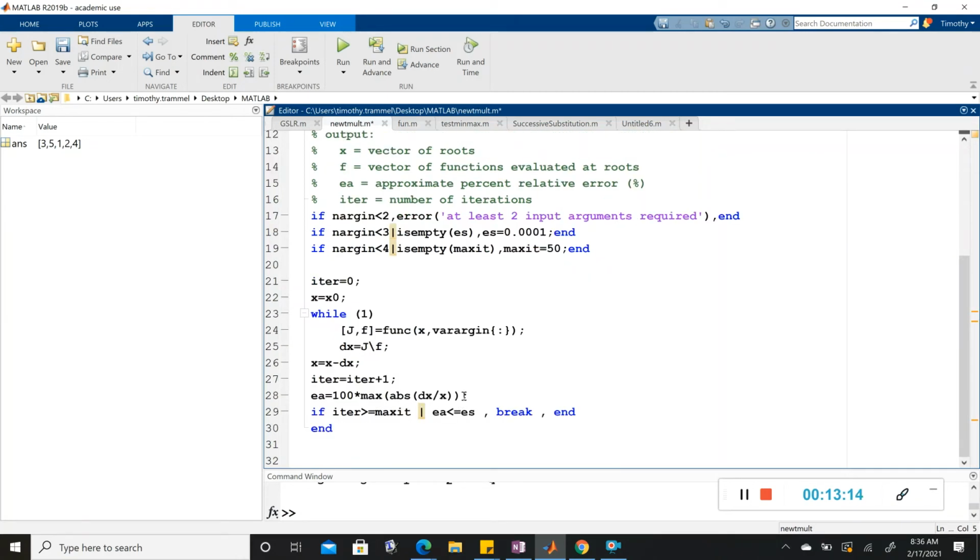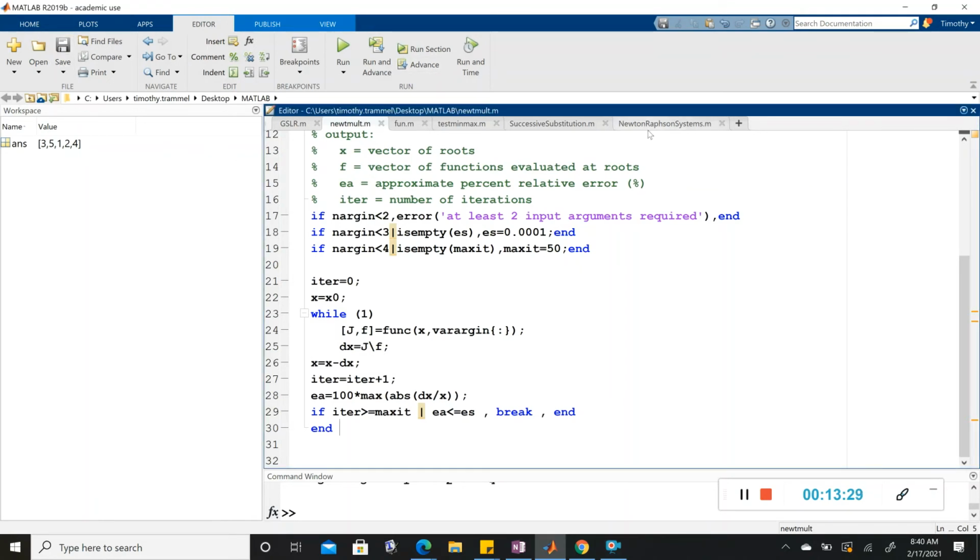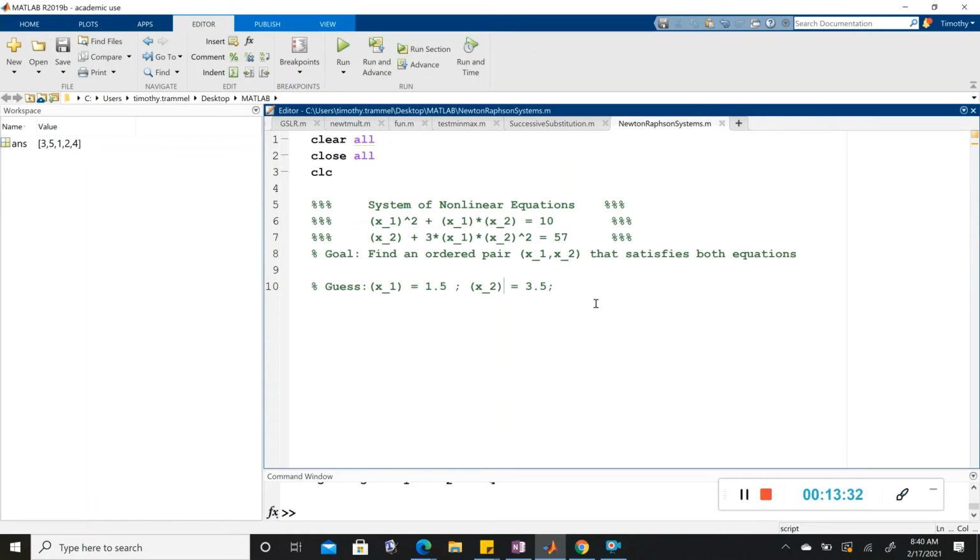All right, and so this is the whole function, but what I'd like to do next is switch over to a different tab, and we will see how we can actually implement this function. Let's go ahead and save our newtmult function, and let's switch over to this tab here. So this is the example from yesterday that we used when we were talking about successive substitution. And it's what we found graphically, and then later on using successive substitution, that these were good guesses to start with.